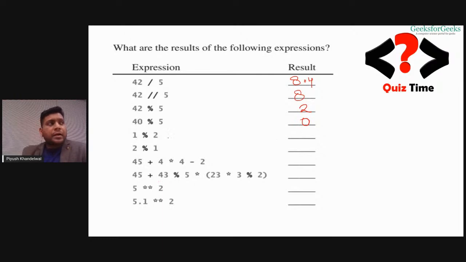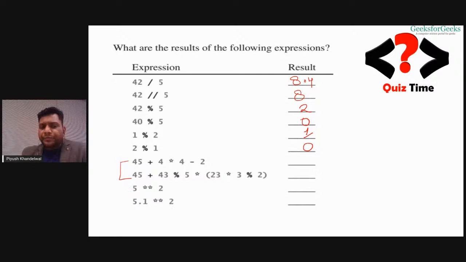1 mod 2. You need to guess 1 mod 2. So when I divide 1 by 2, it is not divisible. It is a smaller number divided by a greater number, so the remainder is always going to be the smaller number. And when I'm dividing a number by 1, the remainder is always going to be 0 because every number is divisible by 1. So 2 mod 1 is also always going to be 0. We will look at these two expressions after just a few minutes.